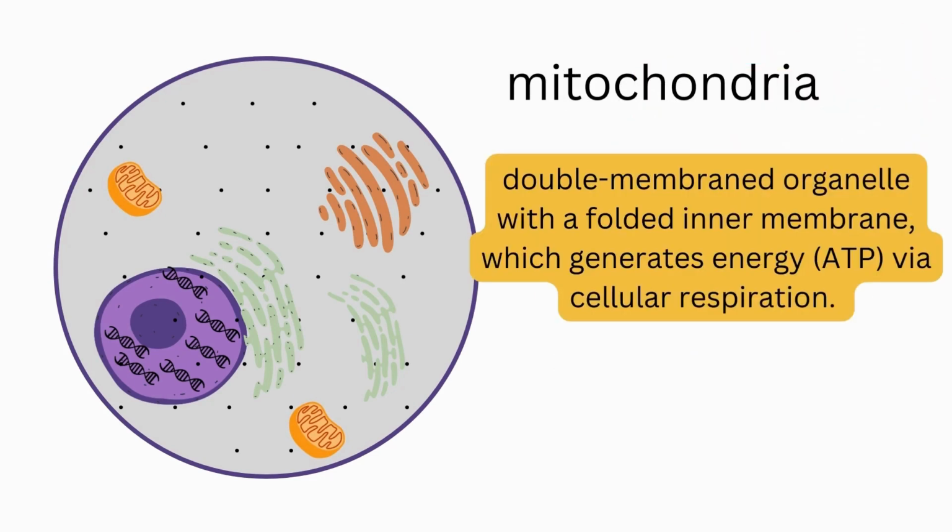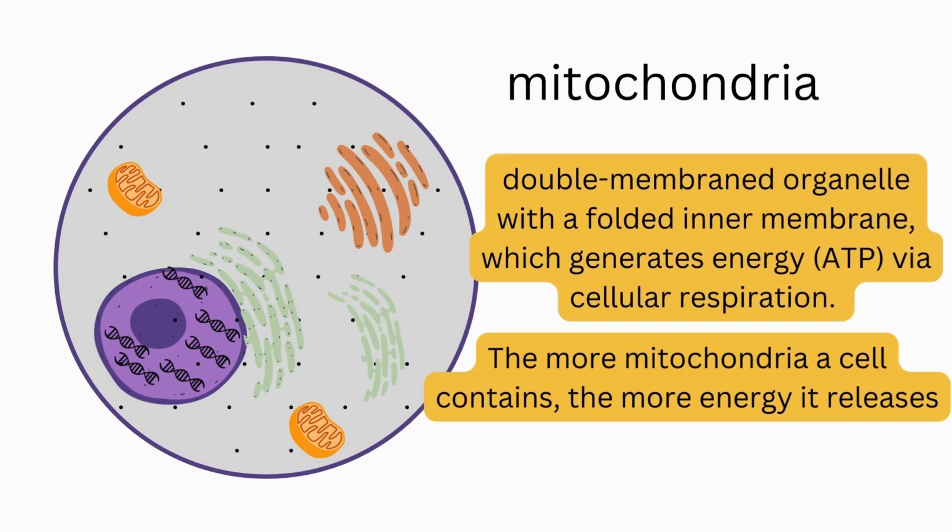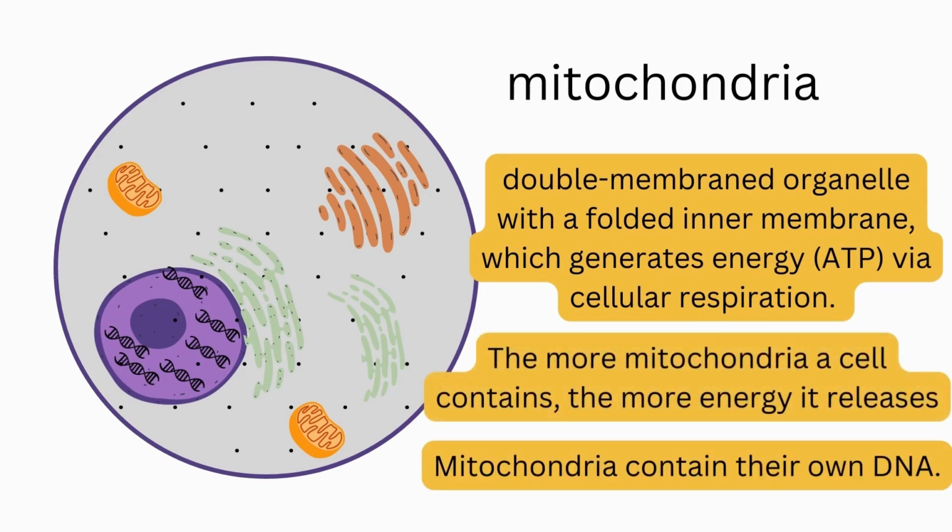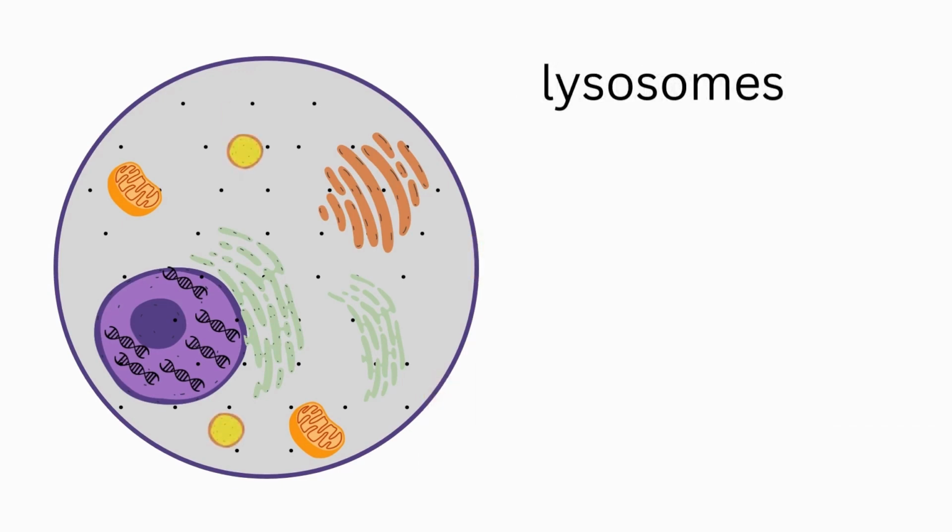Mitochondria are double-membraned organelles. The inner membrane is folded, and the function of mitochondria is to produce energy in the form of ATP via a process called cellular respiration. The more mitochondria a cell contains, the more energy it releases. And mitochondria contain their own DNA, which is different from the cell's DNA because they are believed to originally be of bacterial origin.